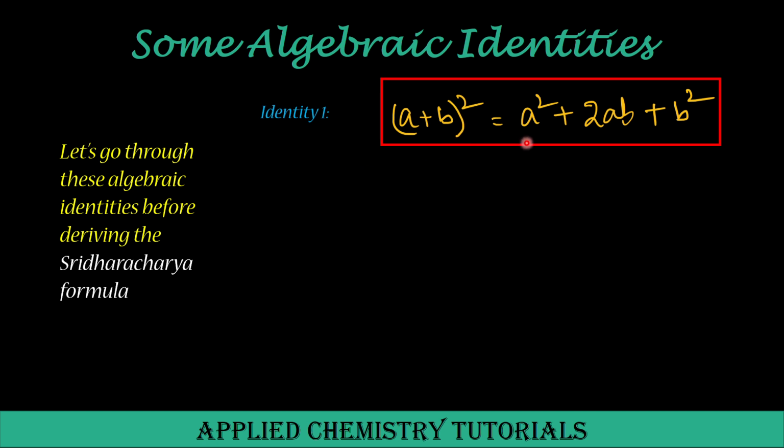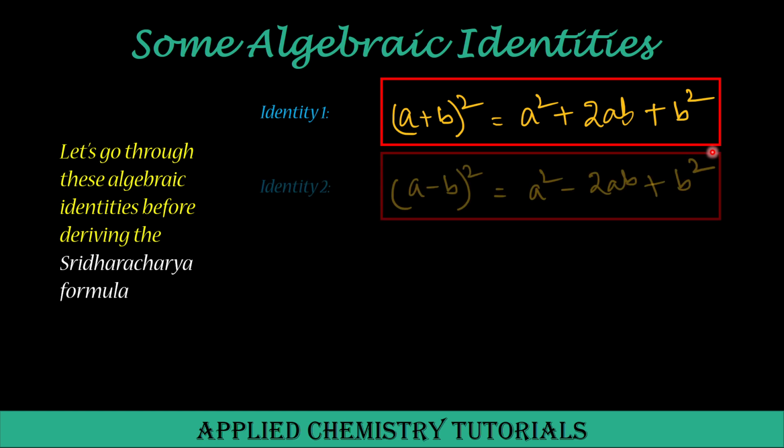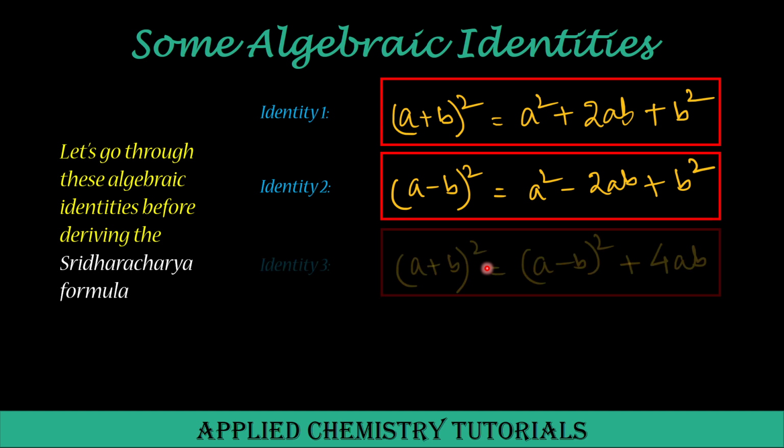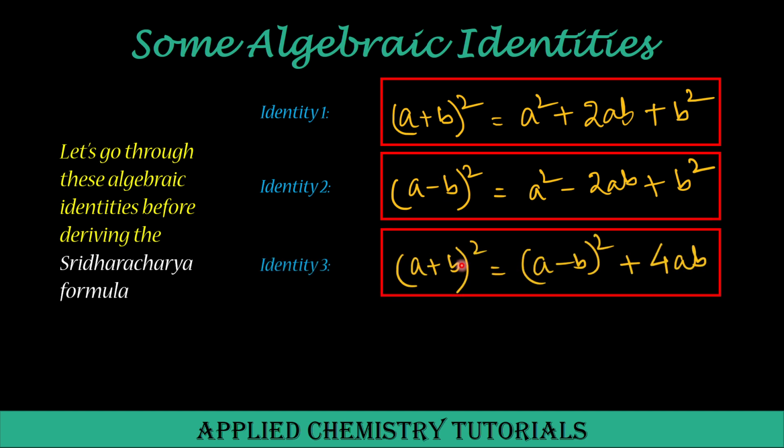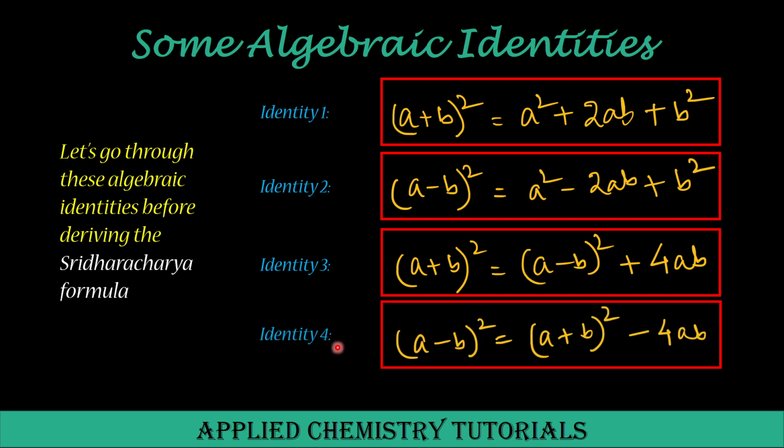Identity 1, (a + b)² = a² + 2ab + b². Identity 2, (a - b)² = a² - 2ab + b². Now from identity 1 and identity 2, we can have identity 3, where (a + b)² can be rewritten as (a - b)² + 4ab. And similarly, from identity 1 and identity 2, we can have identity 4, which is (a - b)² = (a + b)² - 4ab.